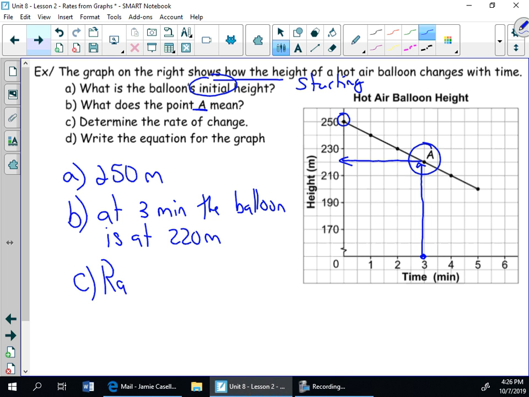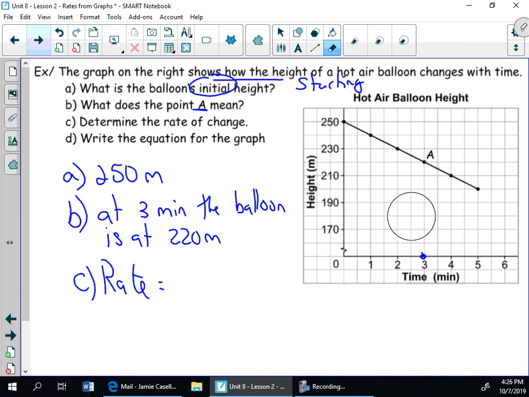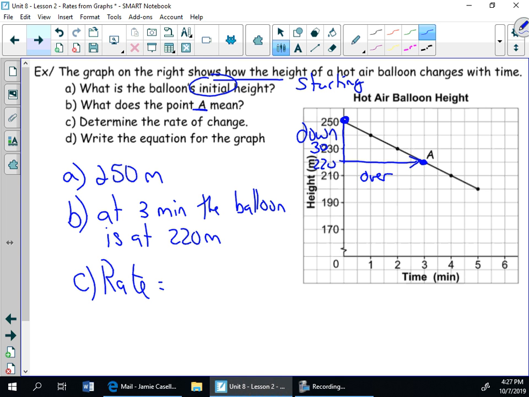Okay, part C, our big one. My rate. I need 2 nice points. Now I've given you a clue in the first 2 questions here, which points to use. We're going to start at the first point, the nice point that we definitely know, and we're going to finish at A. I'm going to do that by drawing a triangle. In my triangle, I have to go down, then over. Down how much? We went from 250 to 220, so that's down 30. So we're going to go down 30, that's the top. And then over, we went from 0 all the way to 3.